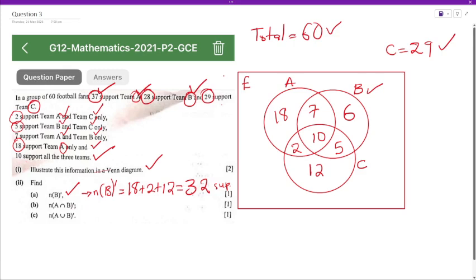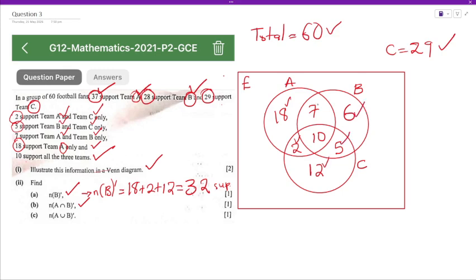Number of elements in A intersection B complement. A intersection B complement is which region? It is this region here. So except the 10 and the 7. So we add everything outside those values, and that will be our answer. So these ones I'm check marking.